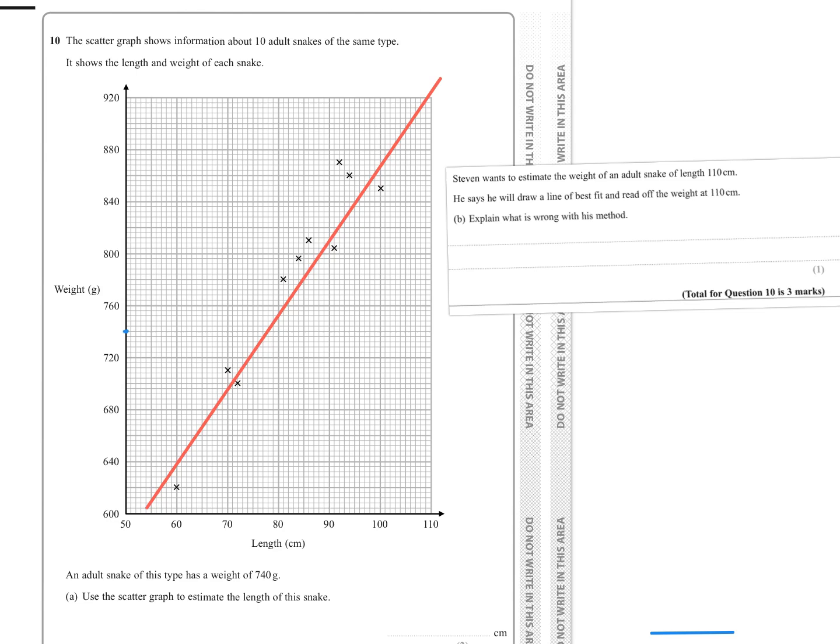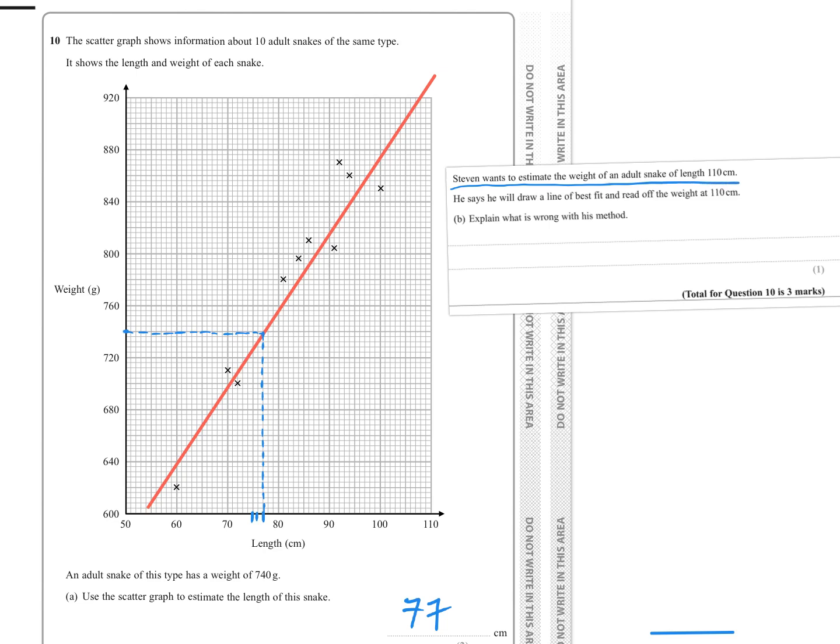So as long as it roughly goes through all the points, I guess looking at it, I could probably move this slightly closer this way. Okay, so let's read along from 740, which you must do with a ruler in your exam, and then read down here. And I get 75, 76, 77 centimetres.